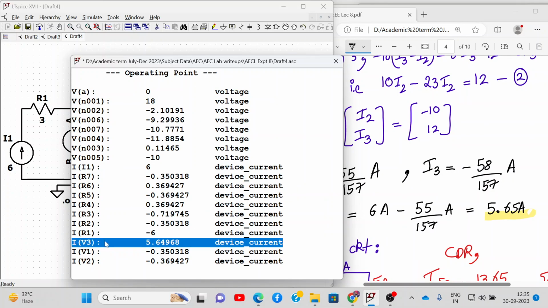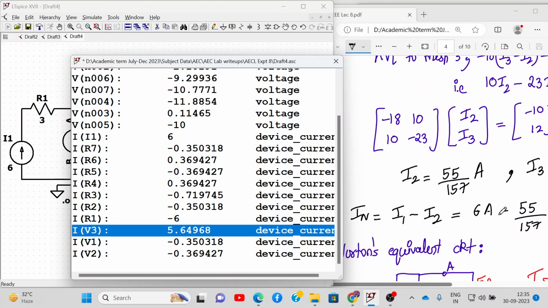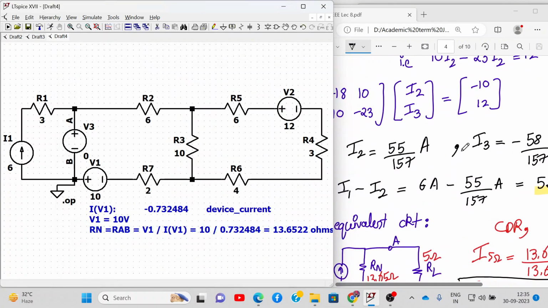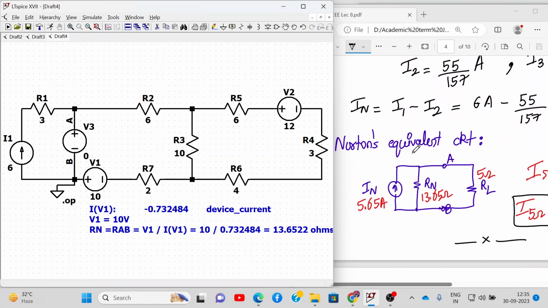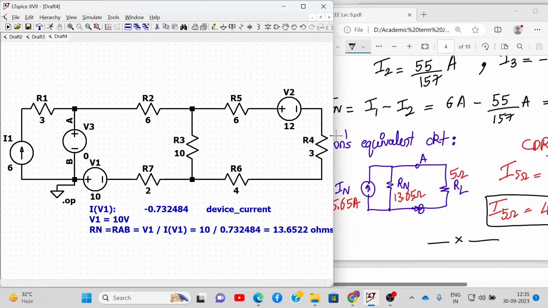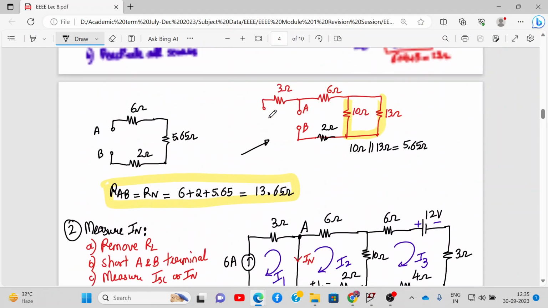Current flowing through V3, that is 5.64968. So 5.65 approximately we are getting the current. So this is 5.64968, and that is the Norton's current which we get. Okay, 5.65. So that is also coming correct. Then by entering the values of I and Rn, we can easily calculate the value of current flowing through the 5 ohm resistance. All right. So this is how you can measure short circuit current and Norton's resistance using LTspice.